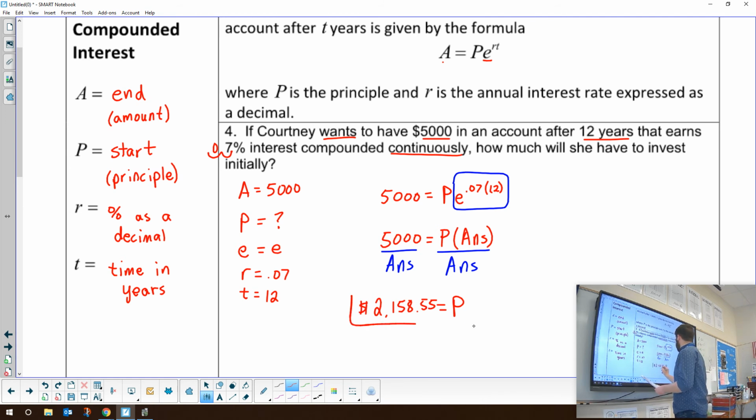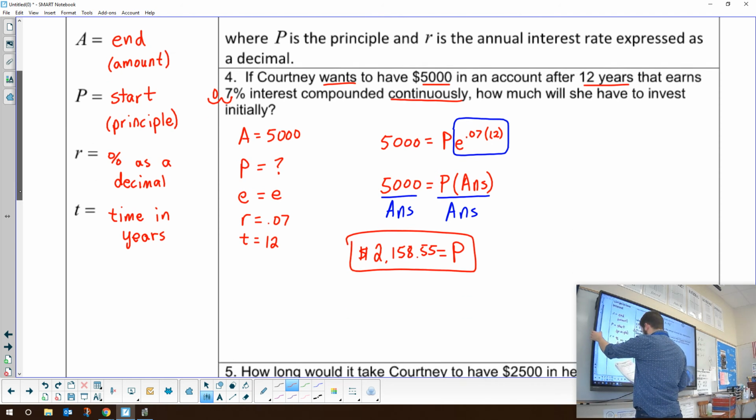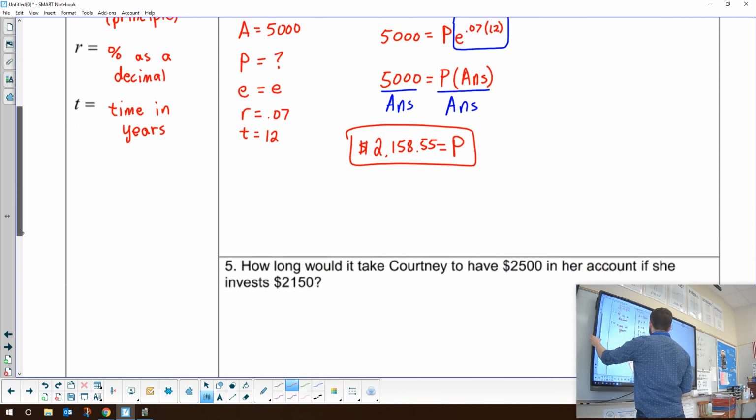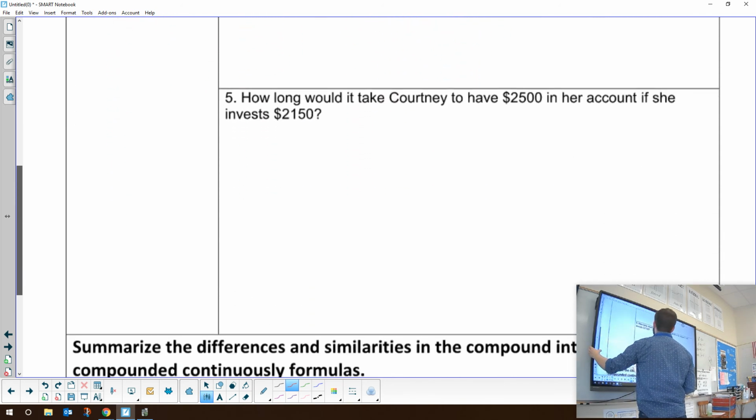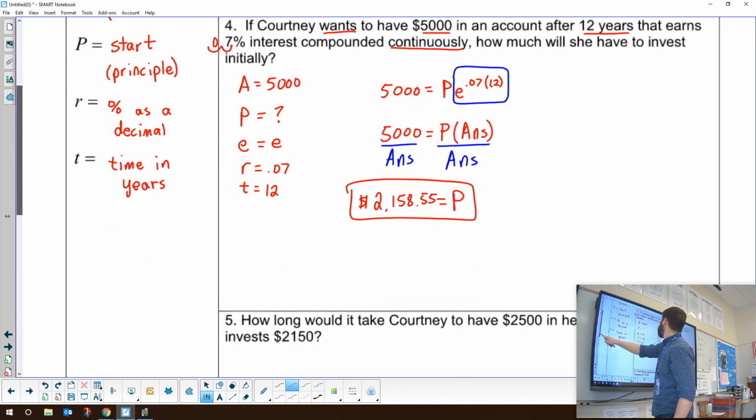$2,158.55. That's going to be what my initial investment has to be. All right, next up, number 5. So number 5 says, how long would it take Courtney to have $2,500 if she invests $2,150? Okay, so this is the same problem. We know this because it's Courtney again.